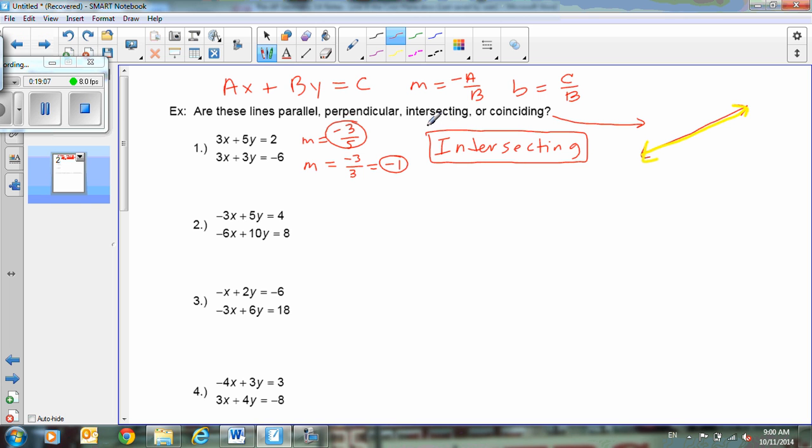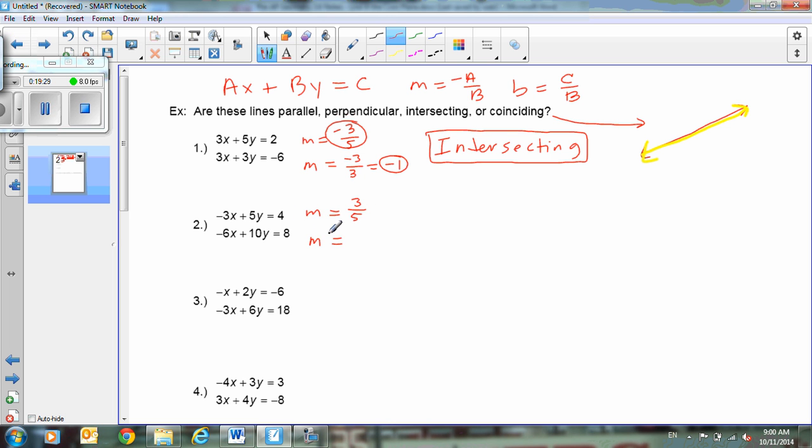All right, let's take a look at example number 2. We're going to begin again by looking at the slopes of each line. So the slope of the first line we're going to find by taking the opposite of a over b. A in this case is negative 3. Now what's the opposite of negative 3? That would be positive 3. Let's put that over b, the coefficient of y, and the slope of our first line is positive 3/5.